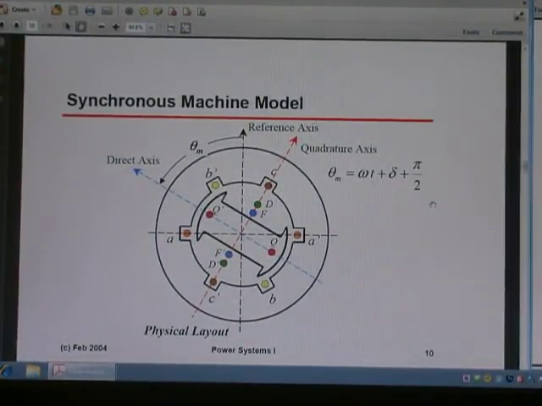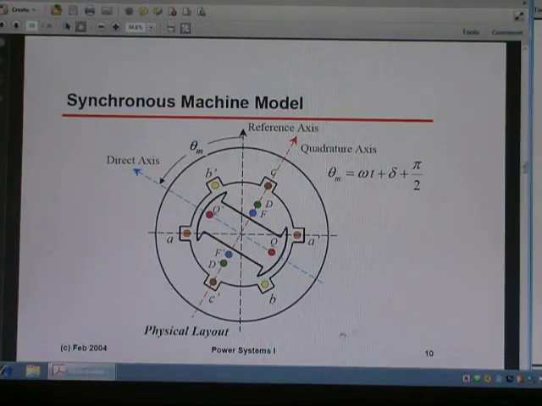So, in the synchronous machine model, there is the reference axis, and there are some direct axis and some quadrature axis. Theta is also the machine coupling angle. So this angle we utilize for the synchronous machine.